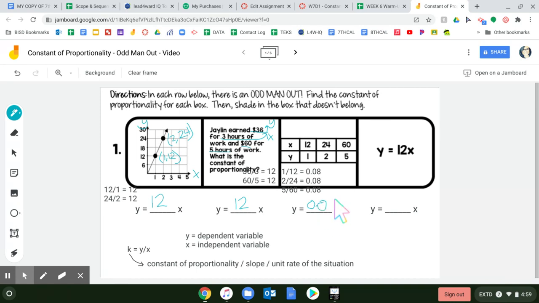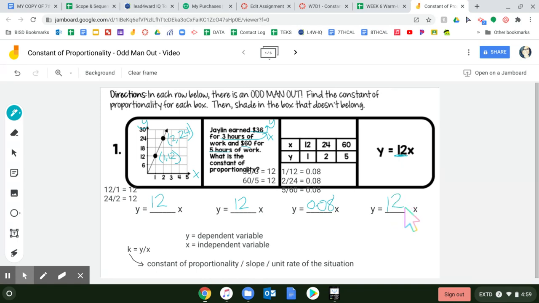It's kind of hard to write with this little pen tool. Okay, and then here it's pretty obvious what our constant of proportionality is because they've already written the equation for us. It is y equals 12x.